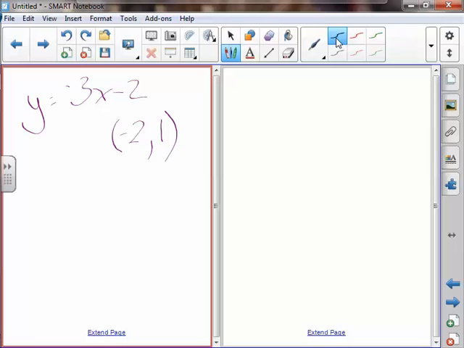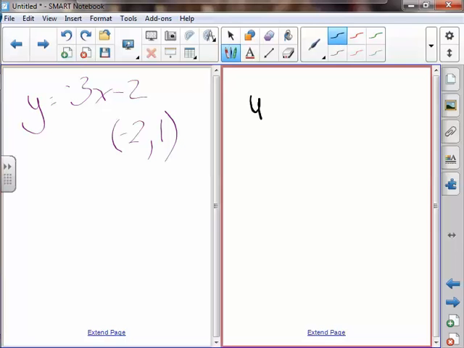I want to make the, so what's the equation for the parallel? y equals negative 3x plus b. This is going to be my parallel line. We're okay with that? Yeah.